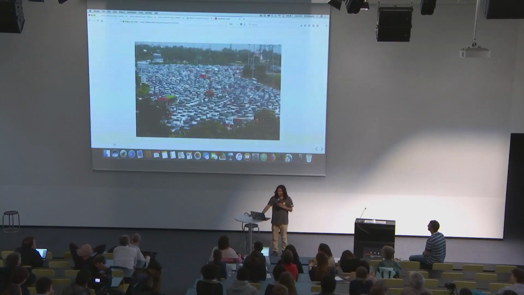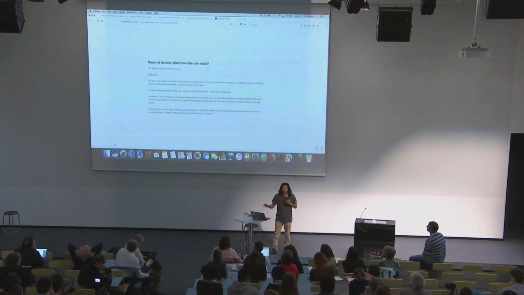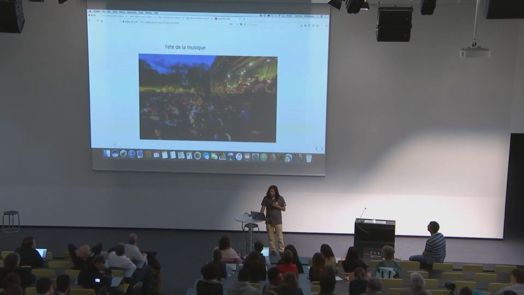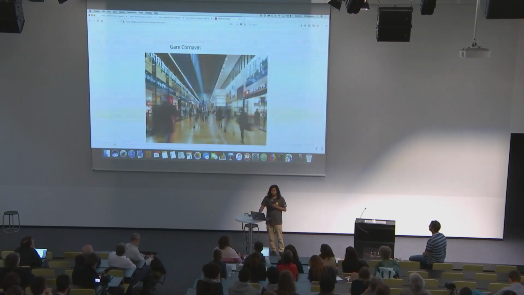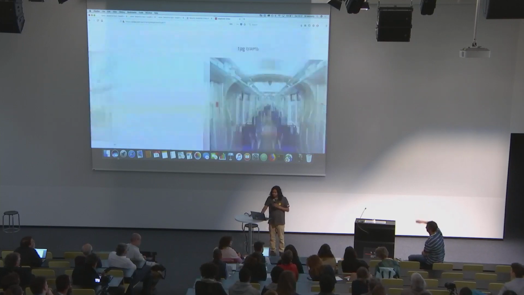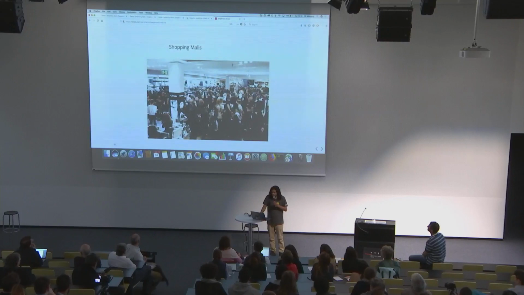It gets really crazy. So now for a second, imagine you're the mayor of Geneva, or for that matter, anyone who has to take a lot of decisions. Be it an organizer of the Fête de la Musique, to understand if the crowd prefers one stage to another, or the Lake Parade, to figure out how to distribute personnel, or at Gare Cornavin, to understand which regions people prefer. Or to figure out how many people travel on the tram. Or shopping malls, many of these.